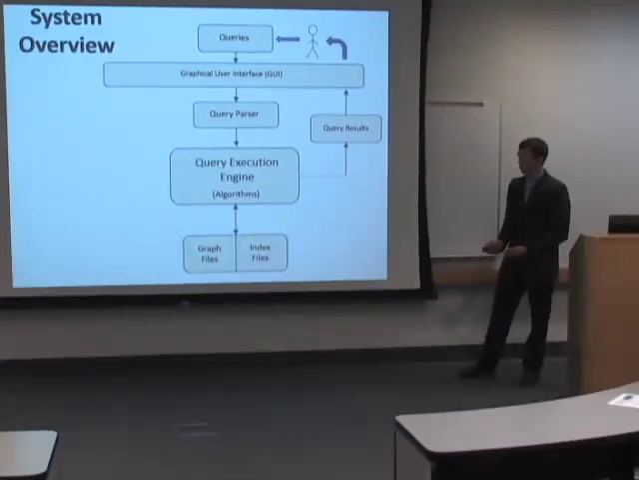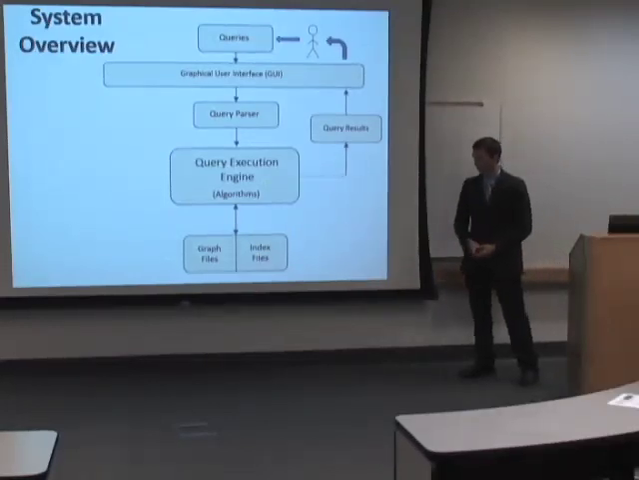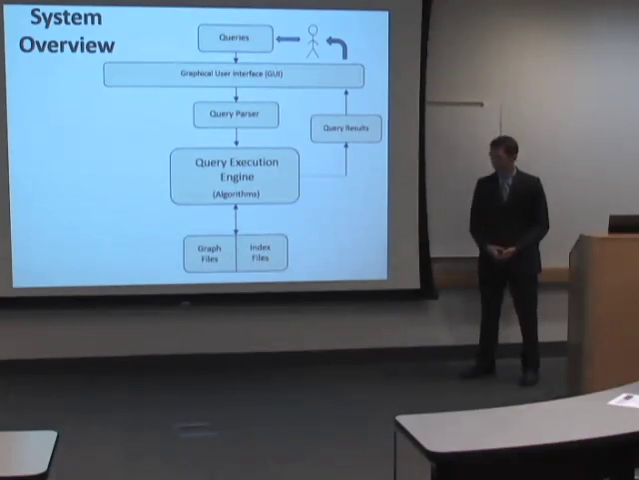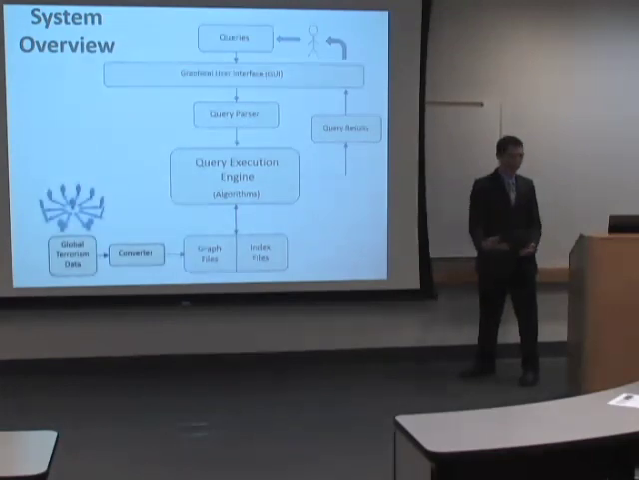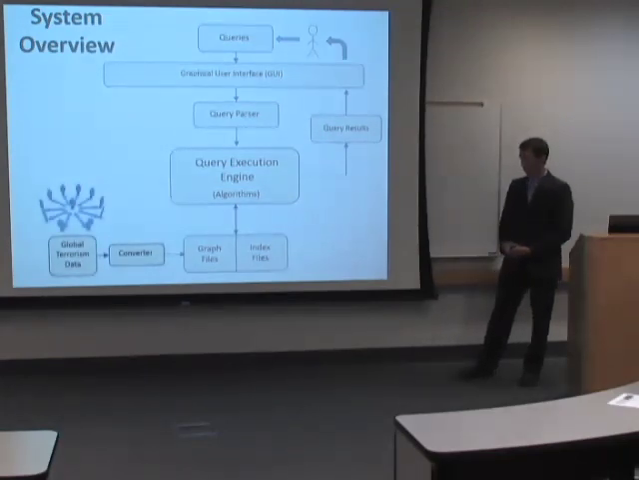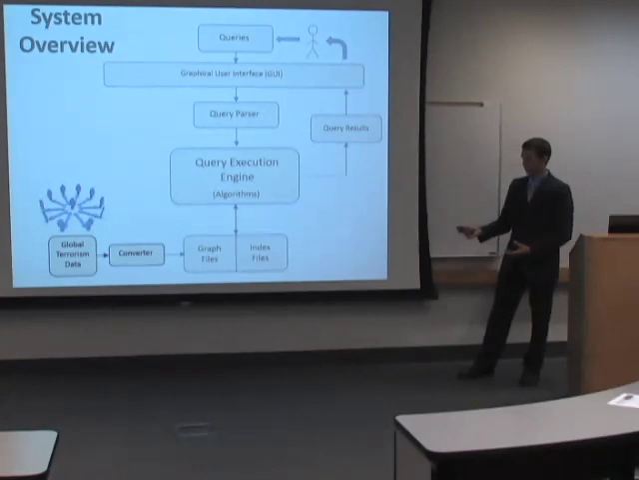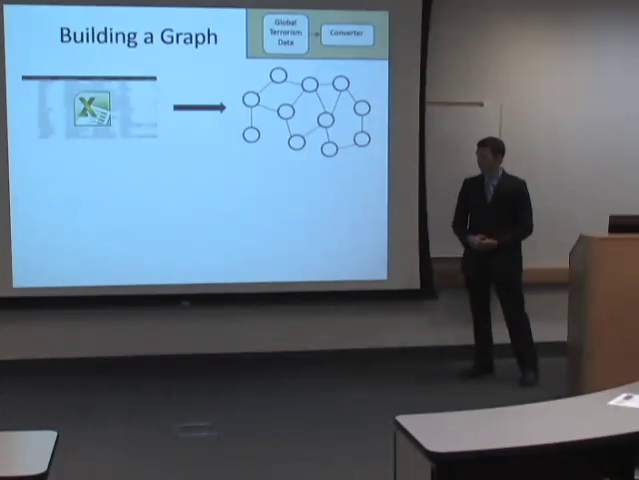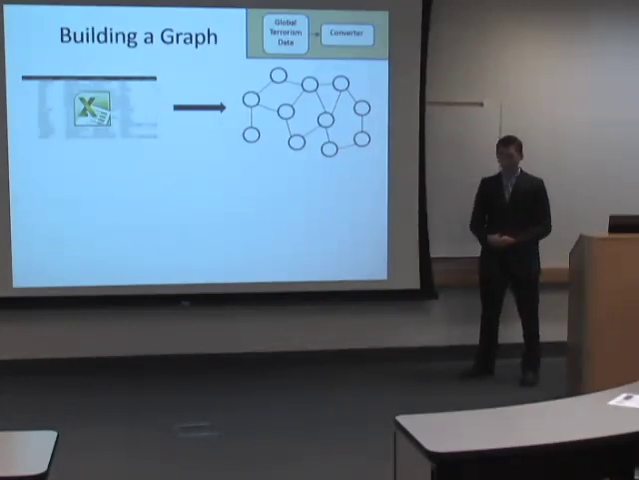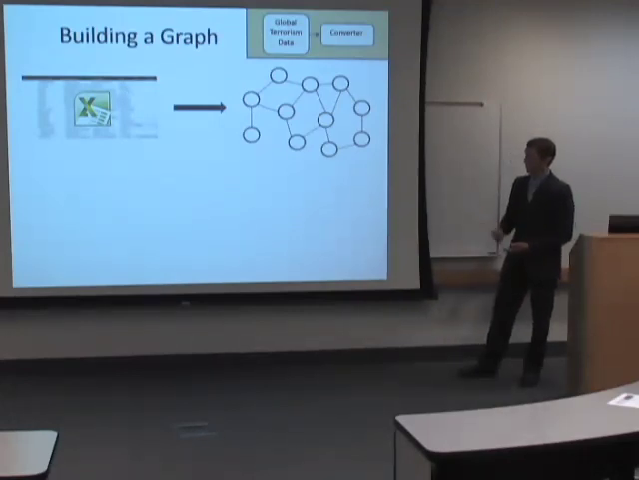The algorithms have to communicate back and forth with your graph files down here, which is where the actual data is. And speaking of data, we actually need to start with some data and build up the graph as the first step before we can do anything else, before we can learn from it. So using the global terrorism data, we have to design a converter that will convert the data from a spreadsheet, which is the form in which it starts out, which is not very useful for seeing relationships between the data, and convert that into a graph.